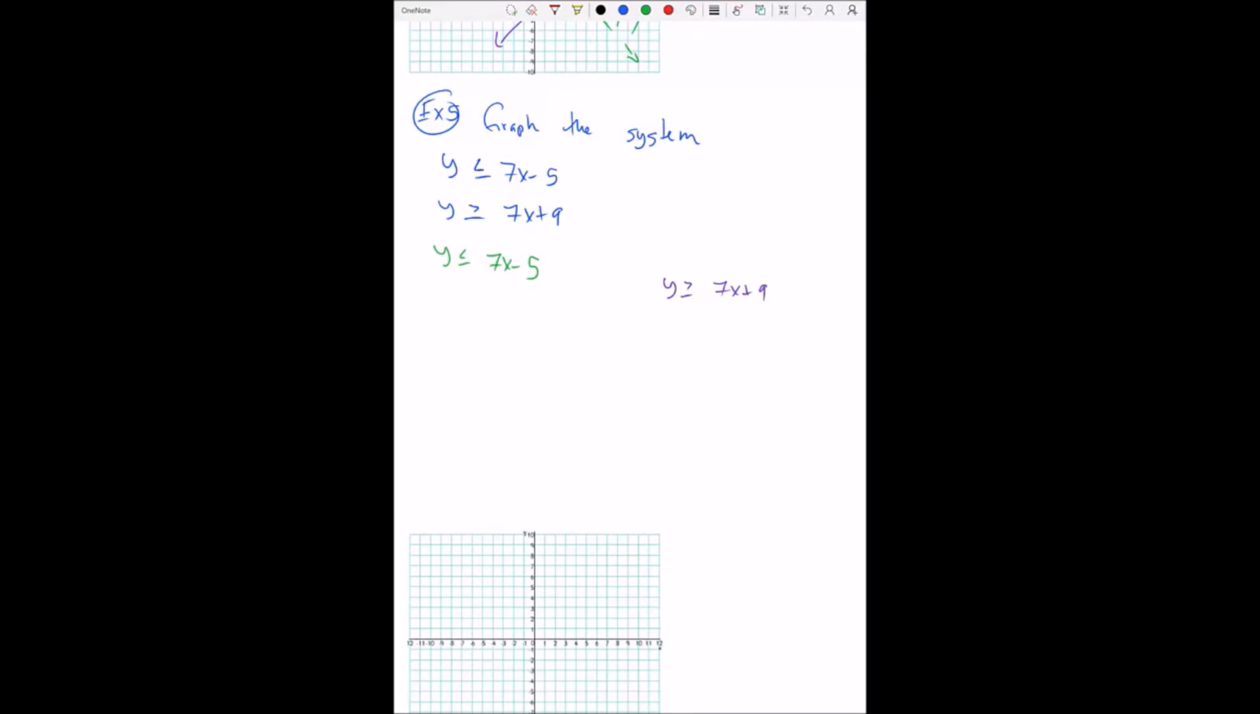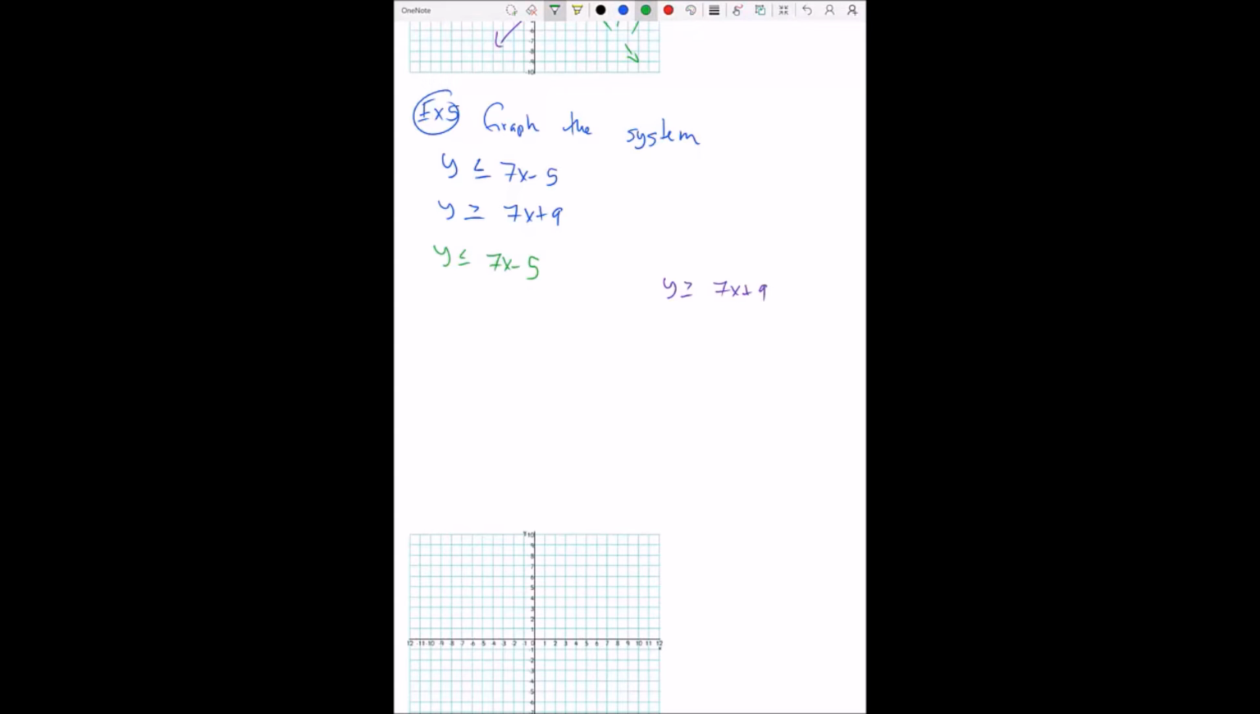Alright, so example 5, we want to graph the system y is less than or equal to 7x minus 5, and y is greater than or equal to 7x plus 9. So we separate them. It's great to stay organized, so make sure you separate your problems so you know which one you're working with. You can never be too organized in math.